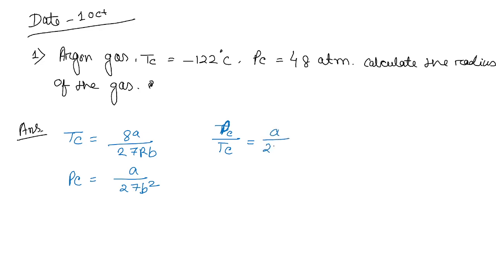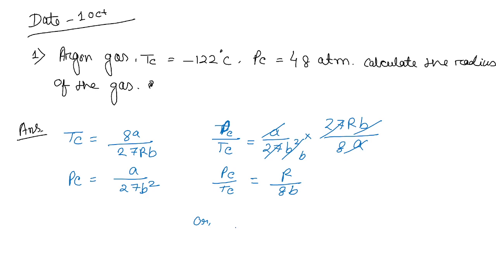TC means 8 by... no. I'm just putting the value of PC and TC. So what's the value of B here? TC by 8PC. Okay. Now I'll put the values of TC and PC here. Then we'll calculate the value of B.